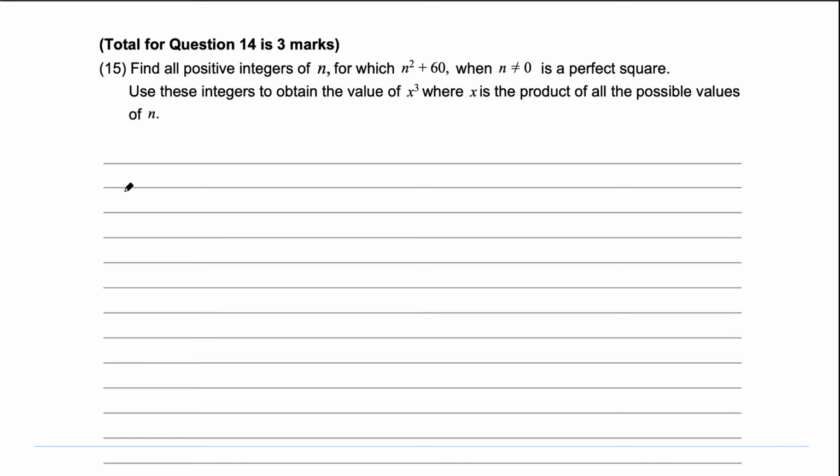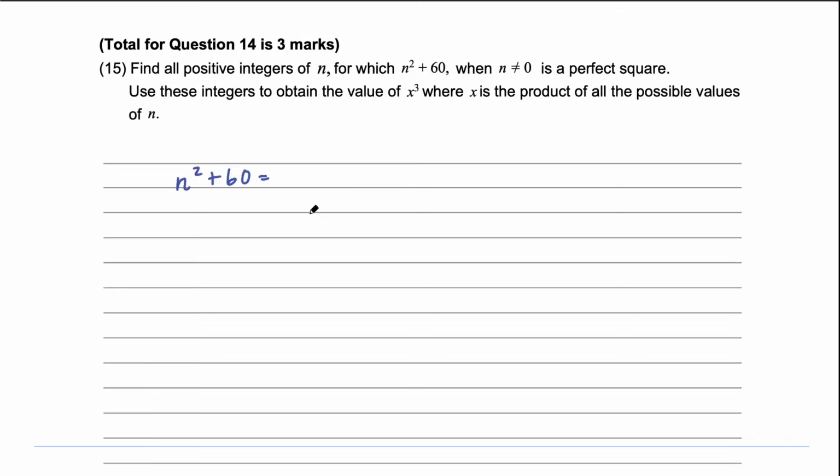So final question here, question 15 says, find all positive integers of n for which n squared plus 60 is a perfect square where n is not equal to 0. Use these integers to obtain the value of x cubed, where x is the product of all the possible values of n. So part of the difficulty of this question is actually trying to interpret what the question is asking, but it's saying that we want n squared plus 60 to equal a square number.